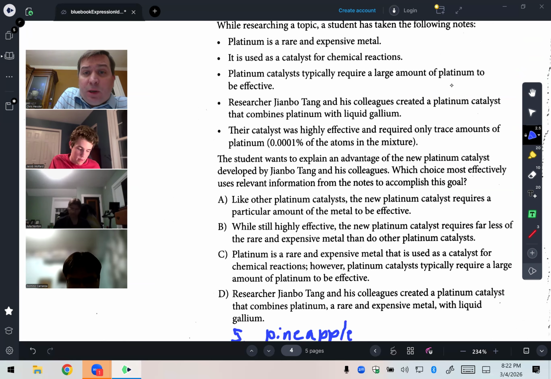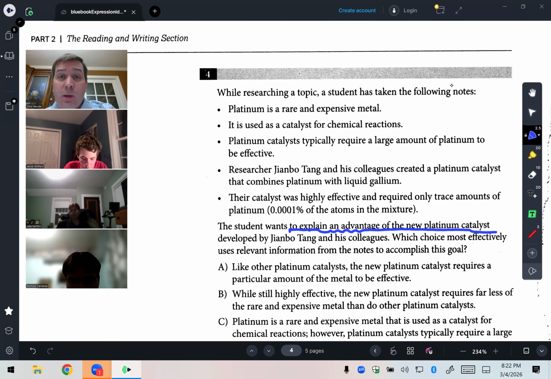The student wants to explain an advantage of the new platinum catalyst developed by Jumbo Tang and his colleagues. Which choice most effectively uses relevant information from the notes to accomplish this goal? All right, so here are the notes. Platinum is a rare and expensive metal. It is used as a catalyst for chemical reactions. Platinum catalysts typically require a large amount of platinum to be effective. Researcher Jean Tang and his colleagues created a platinum catalyst that combines platinum with liquid gallium. Their catalyst was highly effective and required only trace amounts of platinum, 0.0001% of the atoms in the mixture.